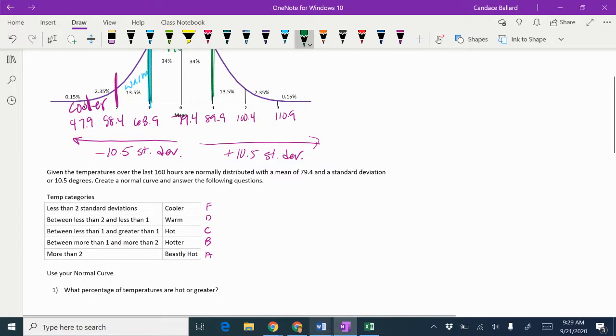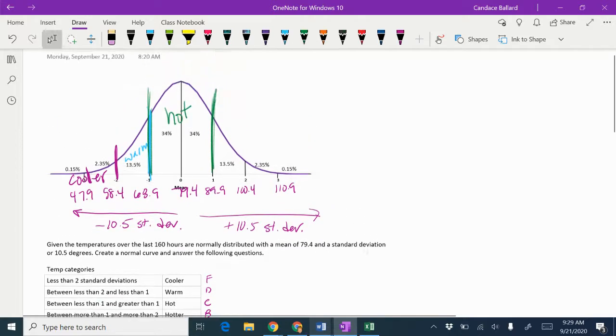All right, and then my next one is hotter. So in this section here, I am hotter, okay? And then in this section down here, I am beastly hot. That's as creative as I could come up with this morning, okay? So we're labeling that as if you were labeling the labels on your A, B, C, D, F, when you're doing your performance task.